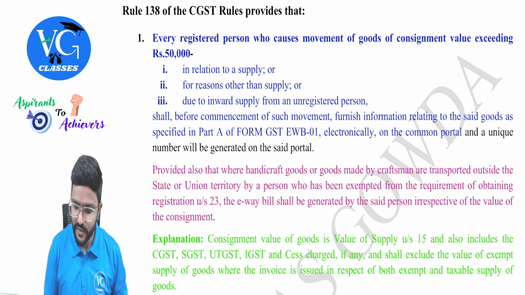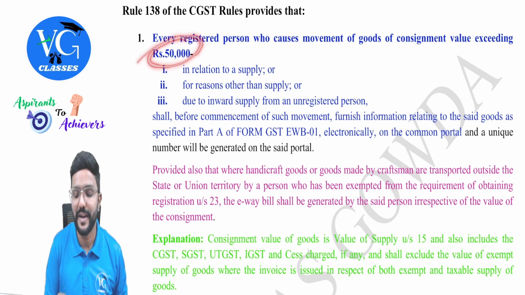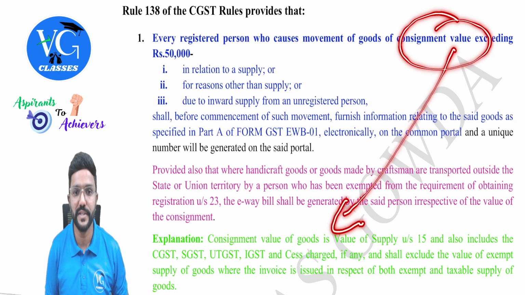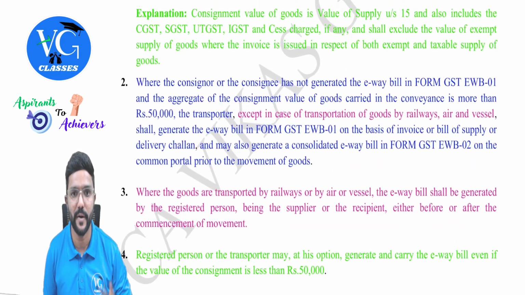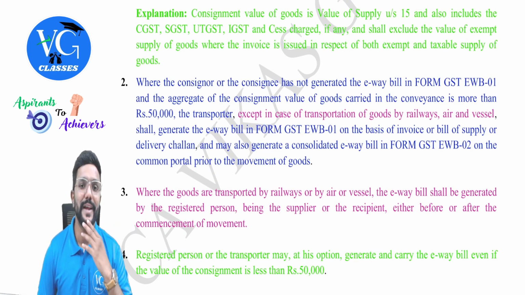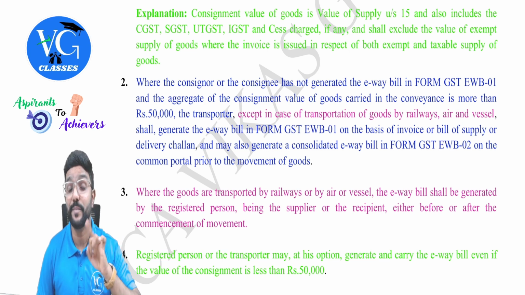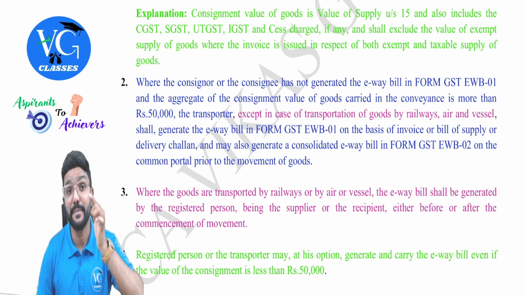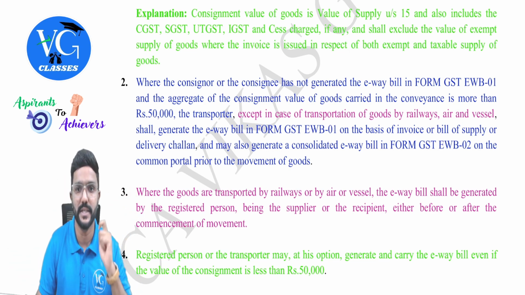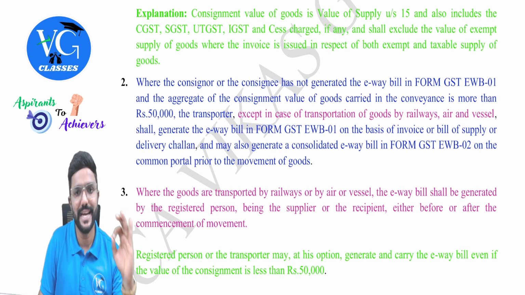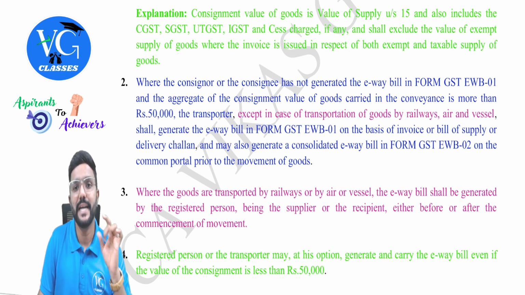Okay, fine. So we saw here value exceeding 50,000. What value, sir? Consignment value. What the consignment value is, is given in the explanation, guys. You can see here, which I have highlighted in green color. Important. Consignment value of goods is the value of supply under Section 15. Okay, we already learned how to calculate the value of supply. Value of supply will not include GST, right? Yes, but here consignment value means value of supply plus GST, and also includes CGST, SGST, UTGST, IGST, or even cess if it is applicable, charged, if any, and shall exclude.